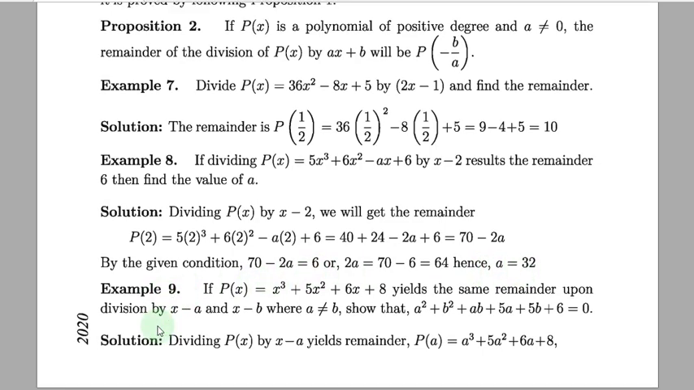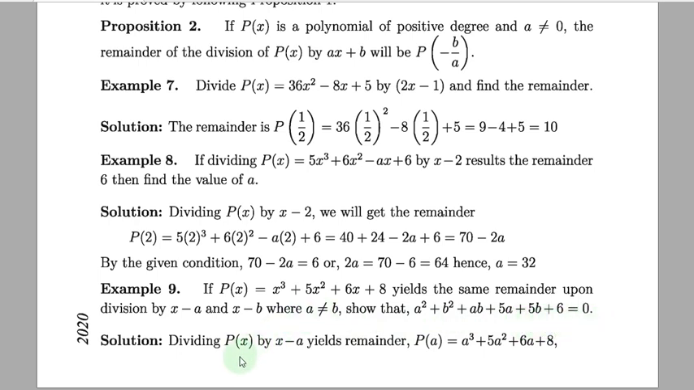Example 9: if p(x) is equal to x cubed plus 5x squared plus 6x plus 8 yields the same remainder upon division by x minus a and x minus b, where a is not equal to b, show that a squared plus b squared plus ab plus 5a plus 5b plus 6 is equal to 0.